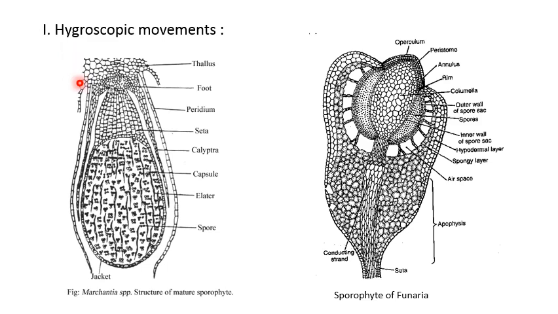In the sporophytes of bryophytes, the elaters, spores, or the peristomial teeth can be found in this diagram. This is the sporophyte of Funaria, where you find the peristomial teeth. These peristomial teeth, spores and elaters in bryophytes and also in pteridophytes show this kind of movement. These hygroscopic movements help in the dehiscence of the sporangium and the dispersal of the spores and elaters.